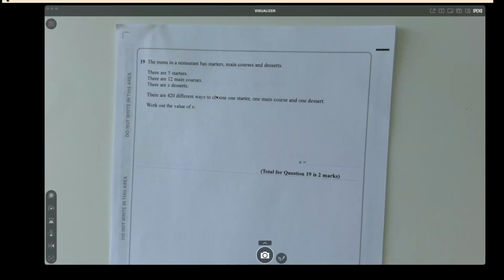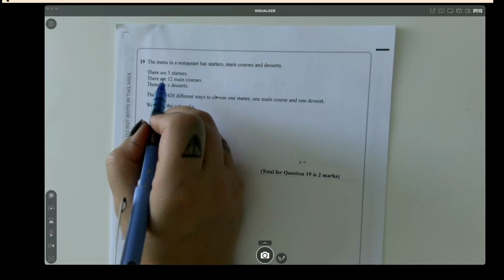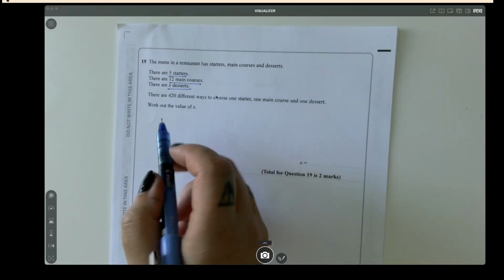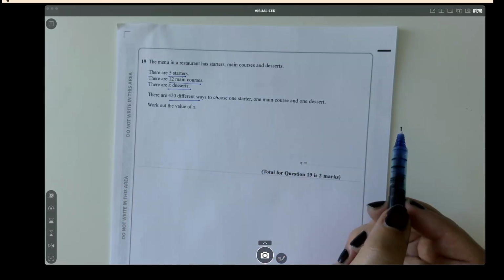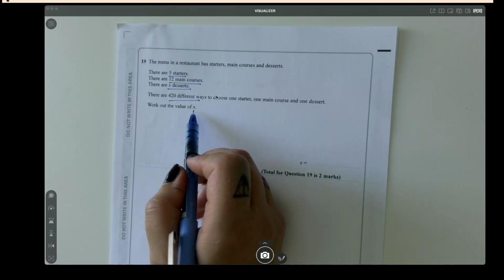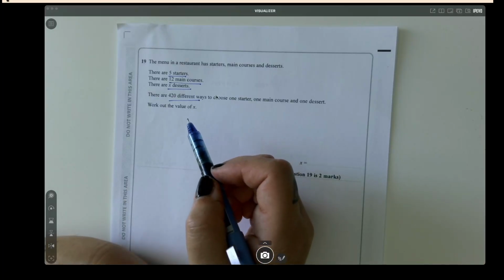Question 19. The menu in a restaurant has starters, main courses and desserts. There are 5 starters, 12 main courses and X desserts. There are 420 different ways to choose 1 starter, 1 main course and 1 dessert. Work out the value of X. Okay, so it's a combinations question.